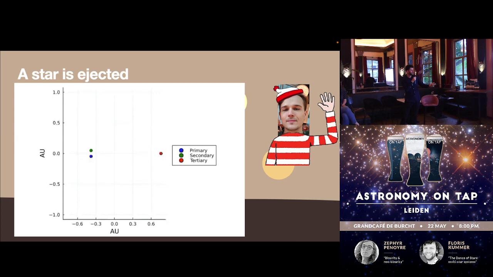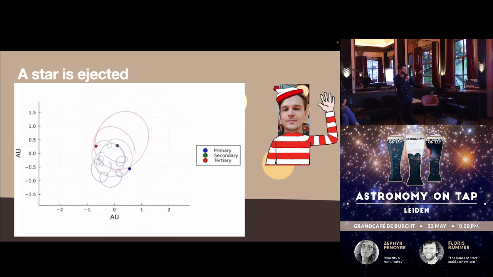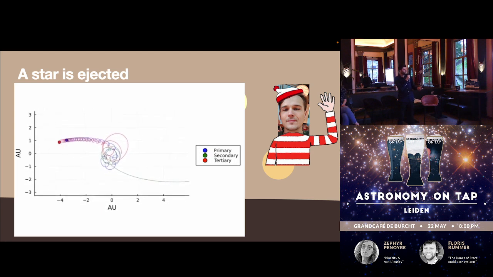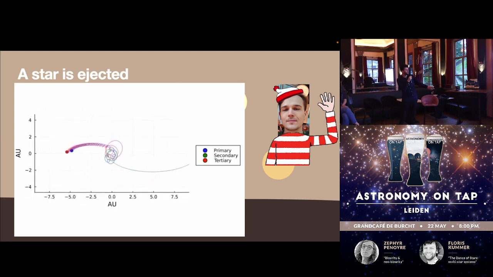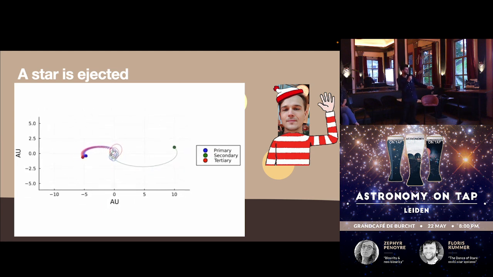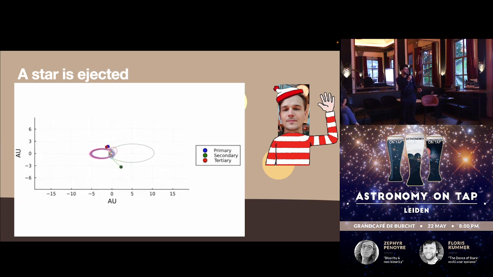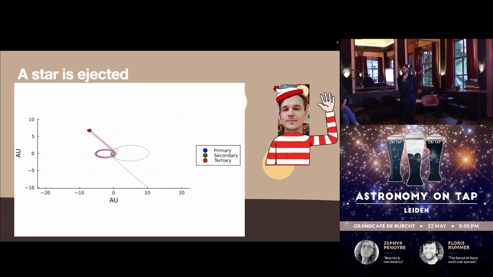And in this case, if we play the video, the 3 dots represent 3 stars. We can see that at some point the green dot over here will be shot out of the system. Yeah, right there. And we're left with a binary and a single star.